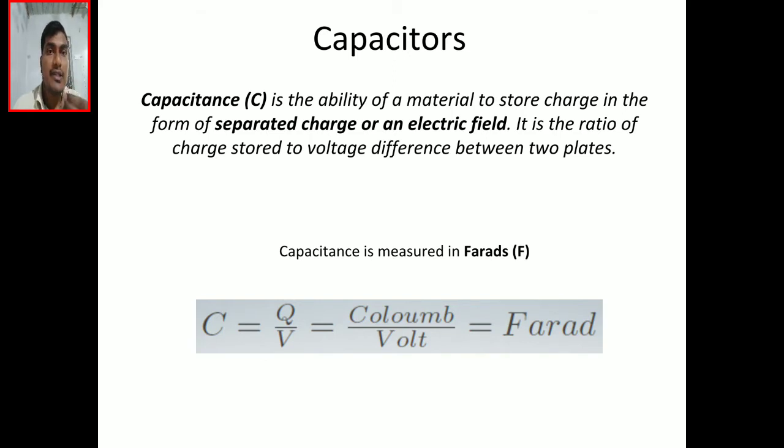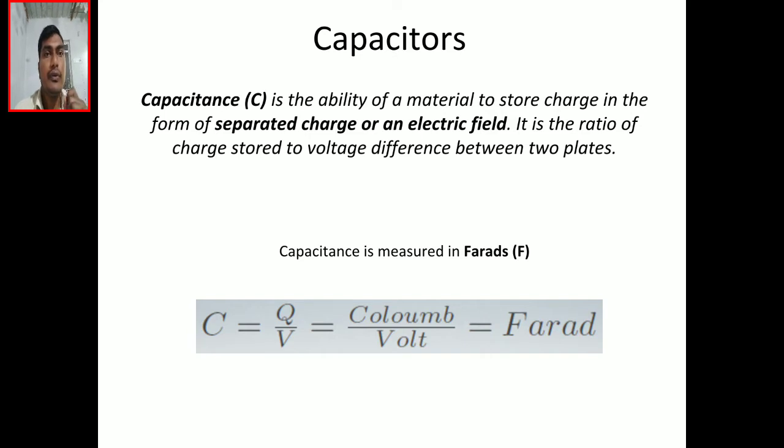Now we will redefine capacitance. Capacitance is the ability of a material to store energy in the form of an electric field. It is the ratio of the charge to the voltage, C equal to Q by V. We already know the unit of Q, charge, is coulombs, and voltage is in volts. So coulomb per volt is the farad.